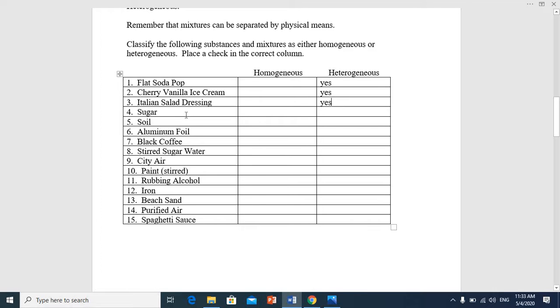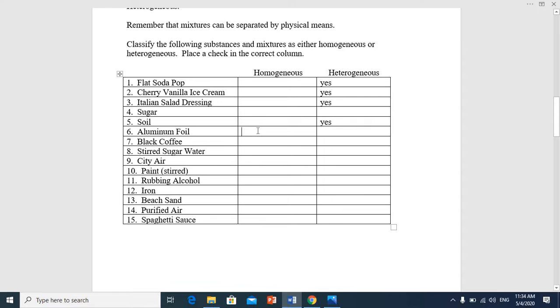The sugar, is sugar already a mixture? I don't think it's a mixture. It's a compound. Yes, it's a compound. So we are going to leave both, because sugar is not a mixture. But if we mix it with something else, then we must write that it's a mixture. Okay, the soil. Could you see the components of the soil? The dirt, the sand, the clay, anything? So yes, you can differentiate. So this will be heterogeneous.